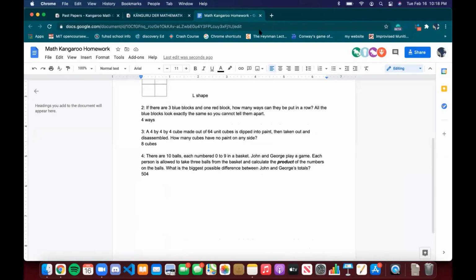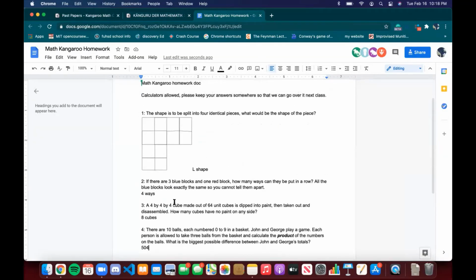Also, what do all of you think about this problem? You can either type it in chat or just say it out loud. Is it too hard, too easy, or is it alright?